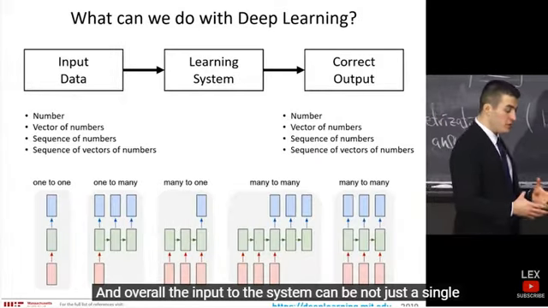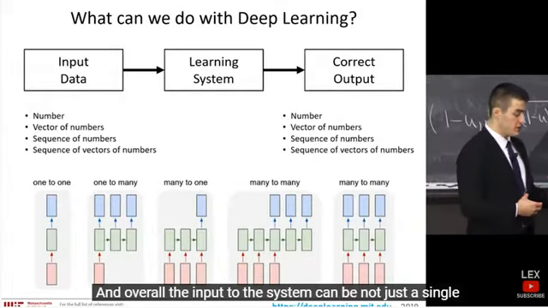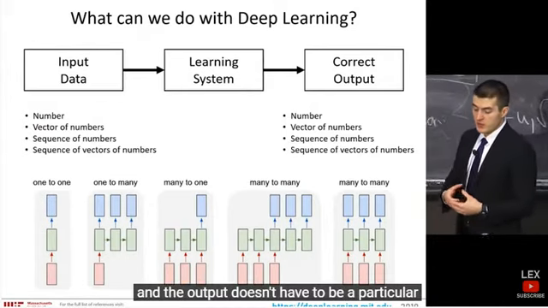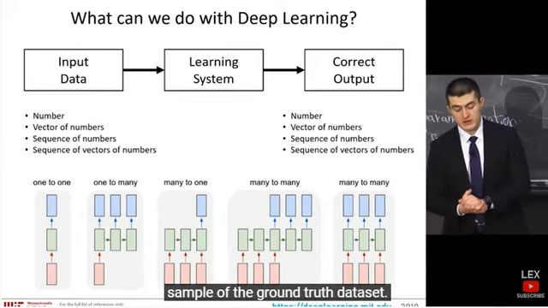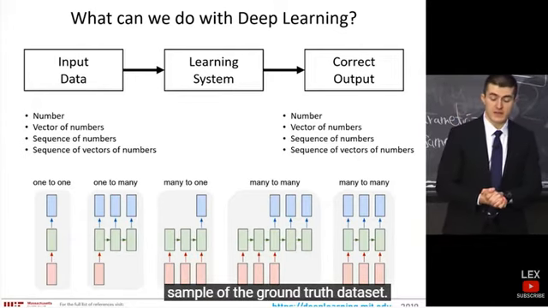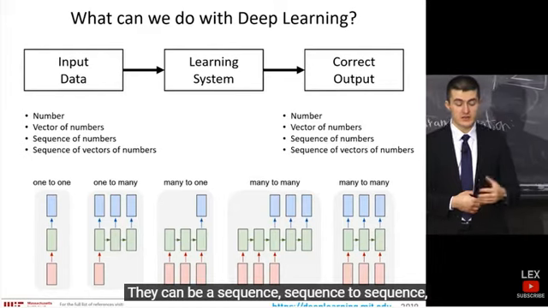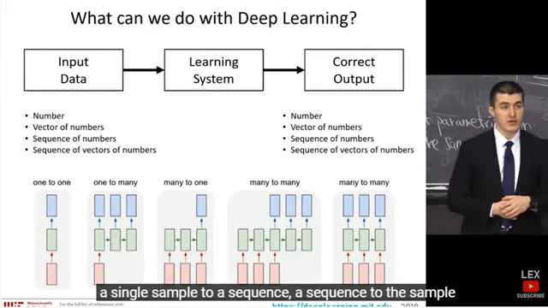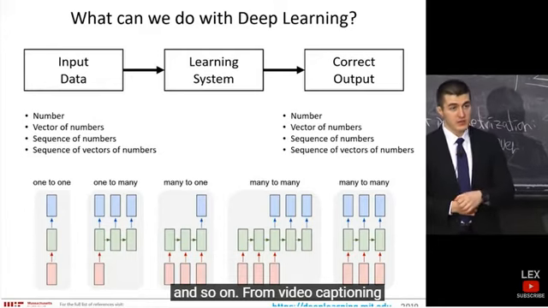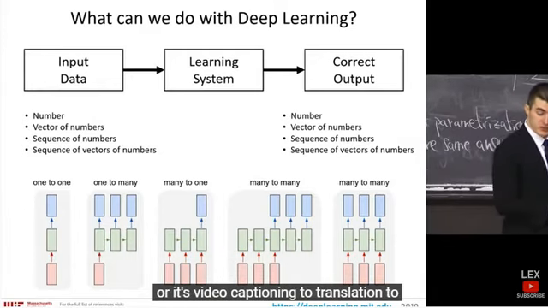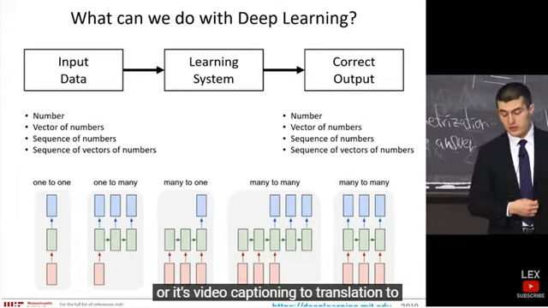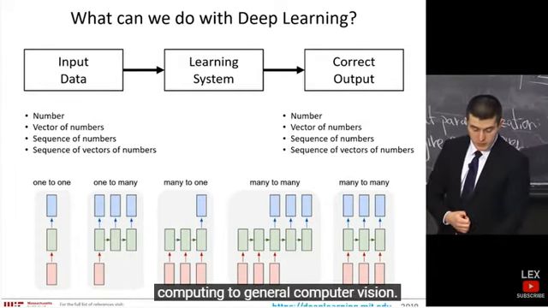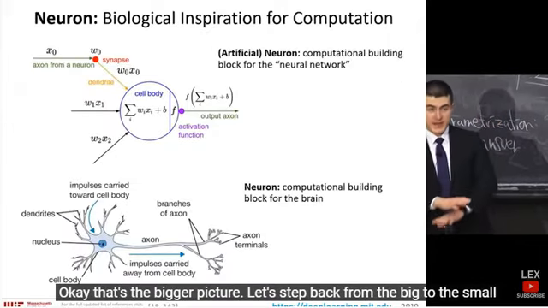And overall, the input to the system can be not just a single sample of the particular data set, and the output doesn't have to be a particular sample of the ground truth data set. It can be a sequence to sequence, a single sample to a sequence to a sample, and so on. From video captioning, to translation, to natural language generation, to, of course, the one-to-one general computer vision. Okay, that's the bigger picture.